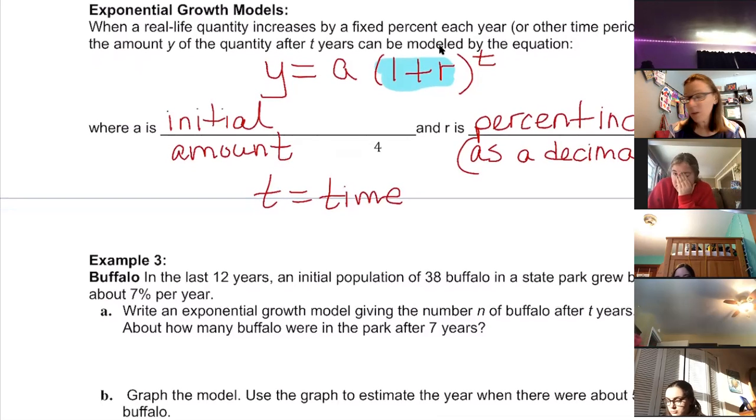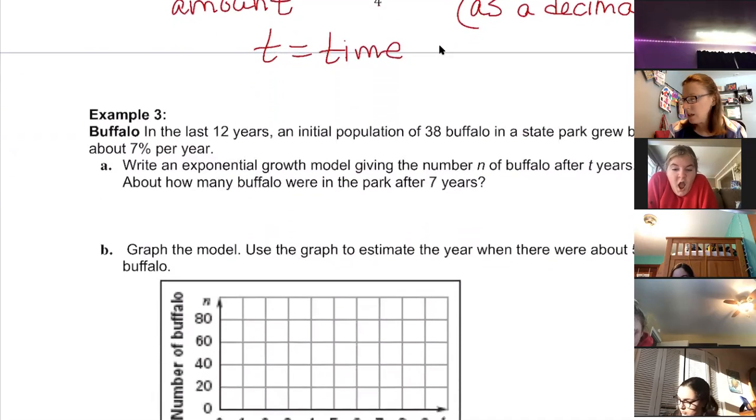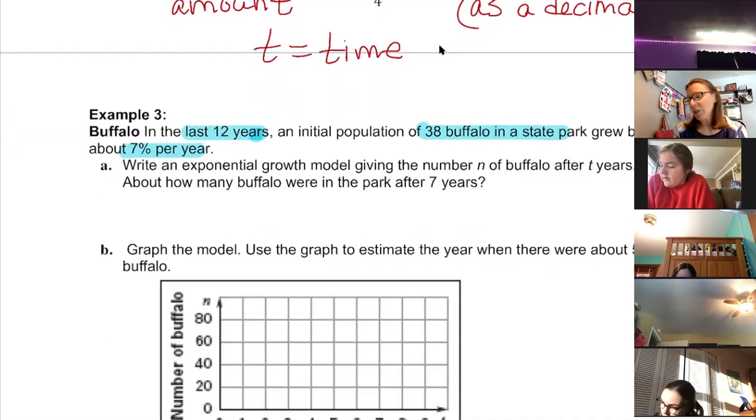So in example 3, we're going to use this model. And we're talking about buffalo. In the past 12 years, an initial population of 38 buffalo in a state park grew by about 7% per year. So if I go back and read it again, in the last 12 years, an initial population of 38 buffalo grew by 7% a year. Write an exponential growth model giving the number of n buffalo after t years. How many buffalo were in the park after 7 years?